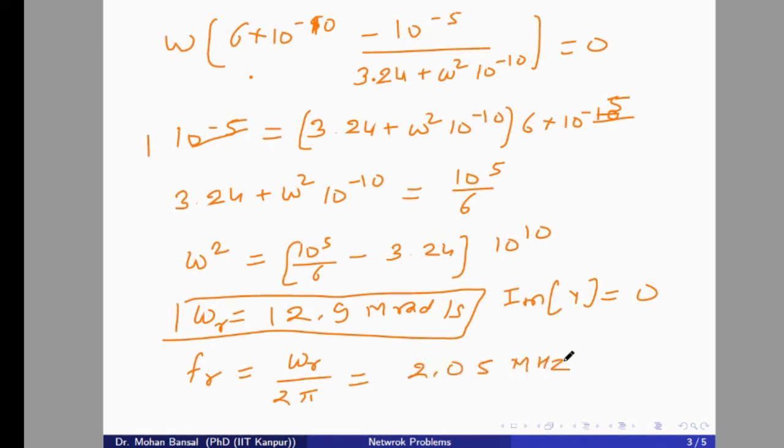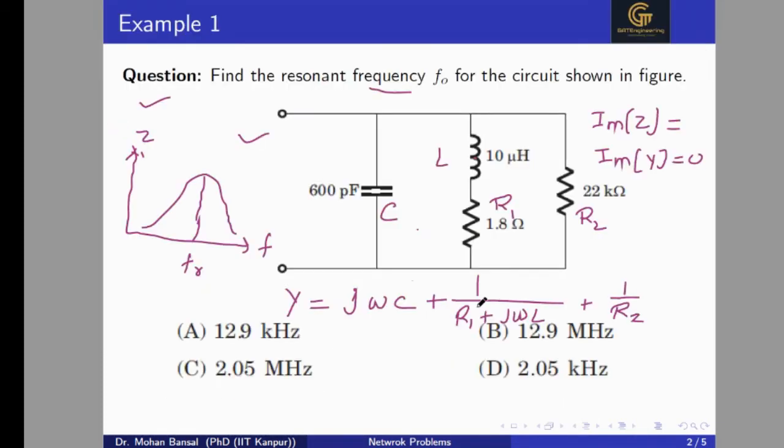Let's check our options. Option C is correct.